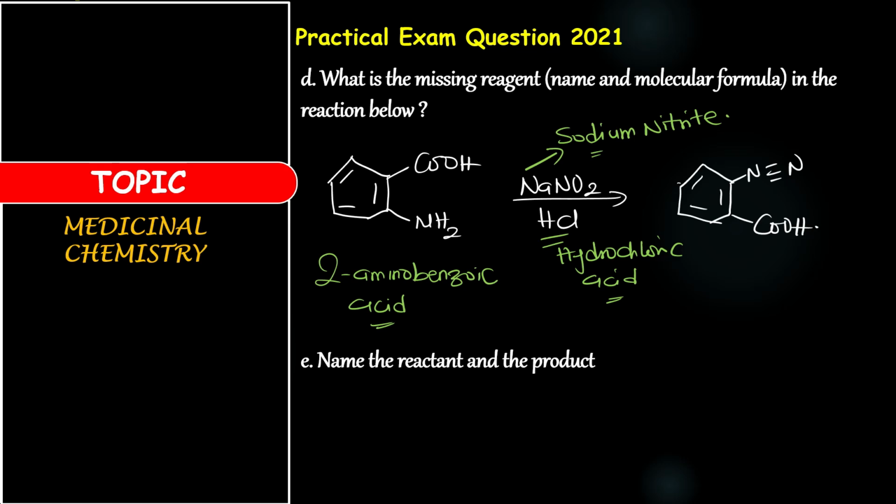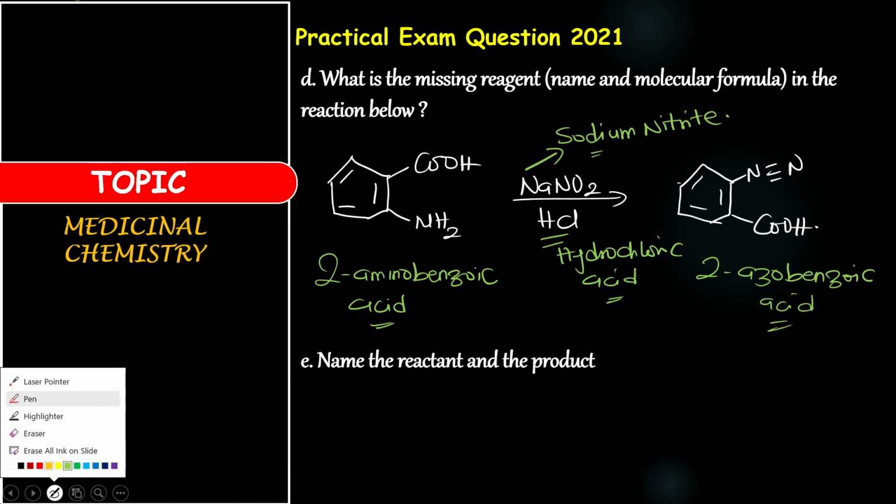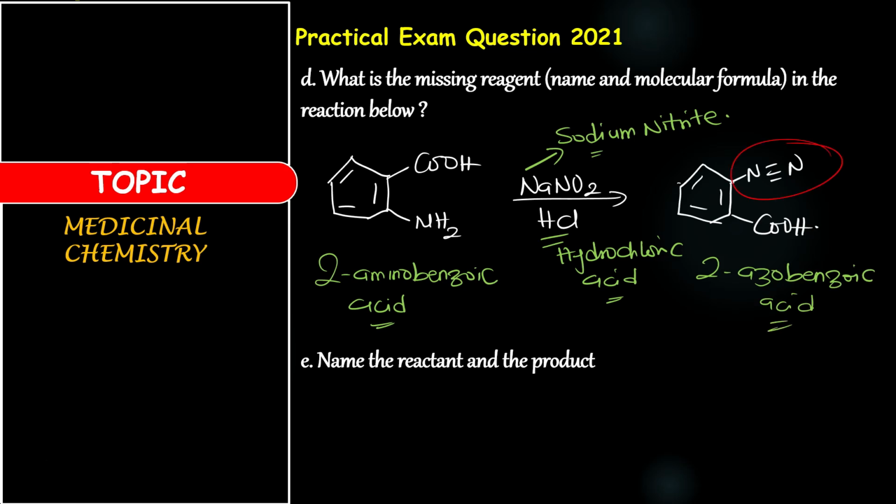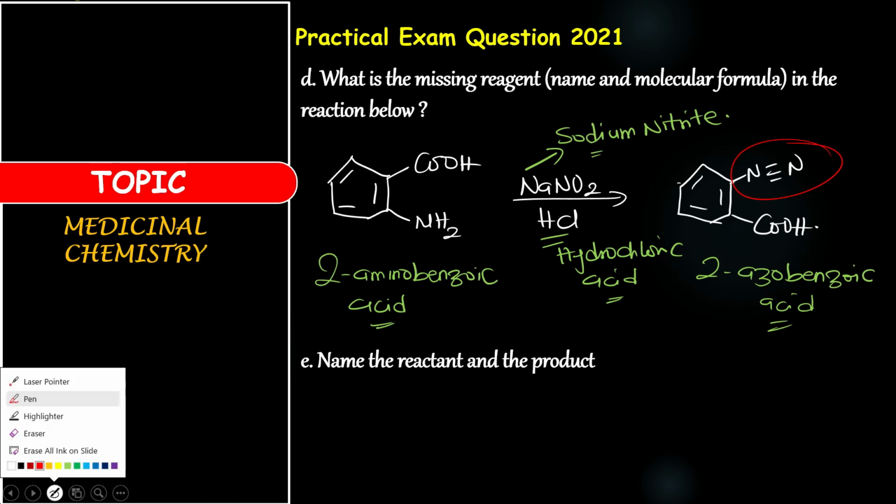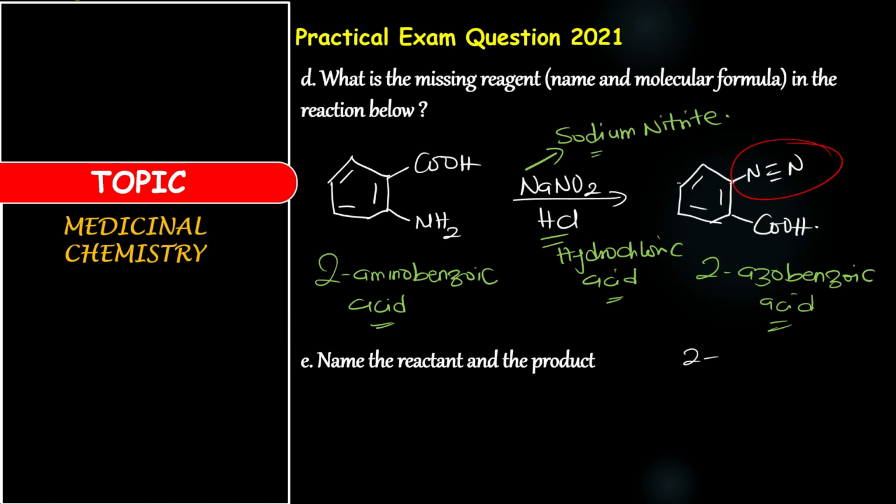Now name the reactant and the product. I've given you the name of the reactant as 2-amino benzoic acid, and the name of the product is 2-azo benzoic acid. This group here is an azo group. Or we can say 2-diazine benzoic acid, but I'll actually go with 2-azo benzoic acid. Are you getting it now? All right.